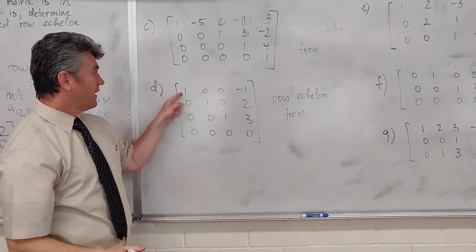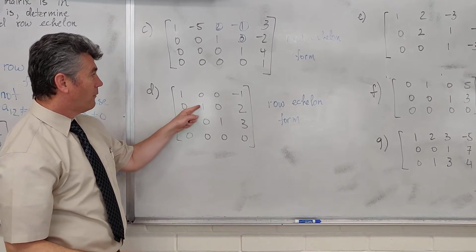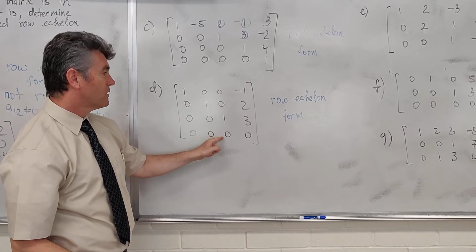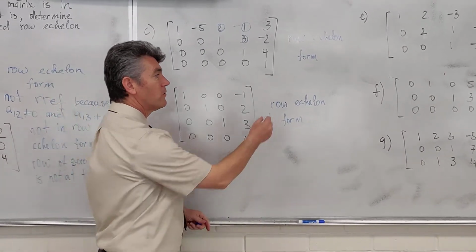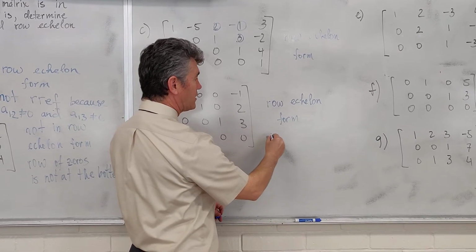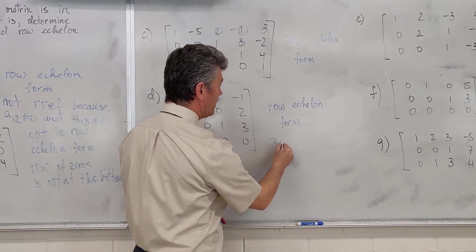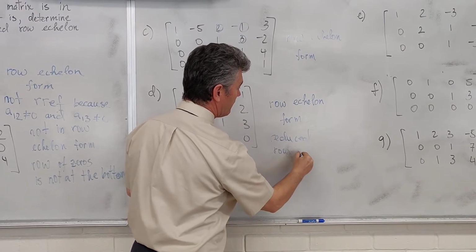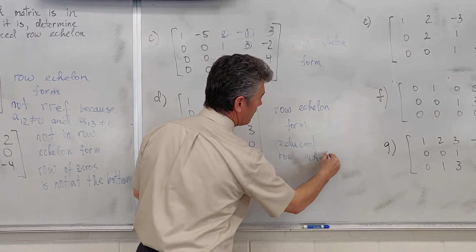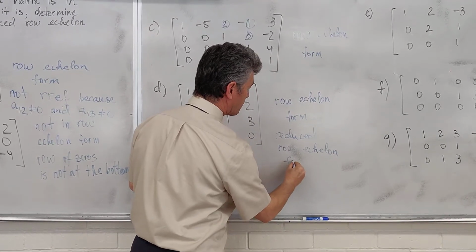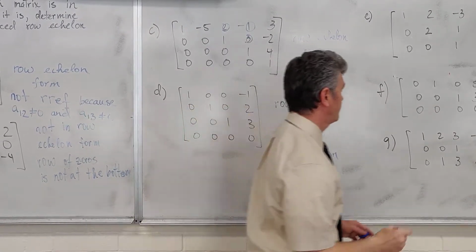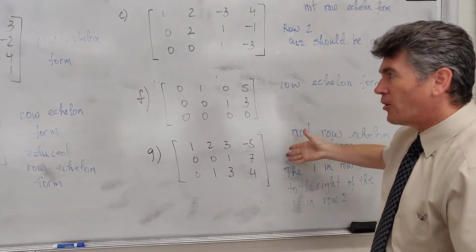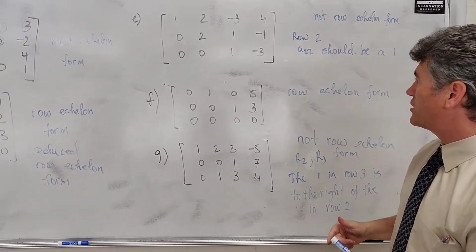This one is in row echelon form. We notice below this one there's only 0, above and below this one only 0, above and below this one only 0. Not only is this matrix in row echelon form, it is also in reduced row echelon form, and there's only one more. I'm sorry about that. I'm going to skip E and G. They're not even in row echelon form.